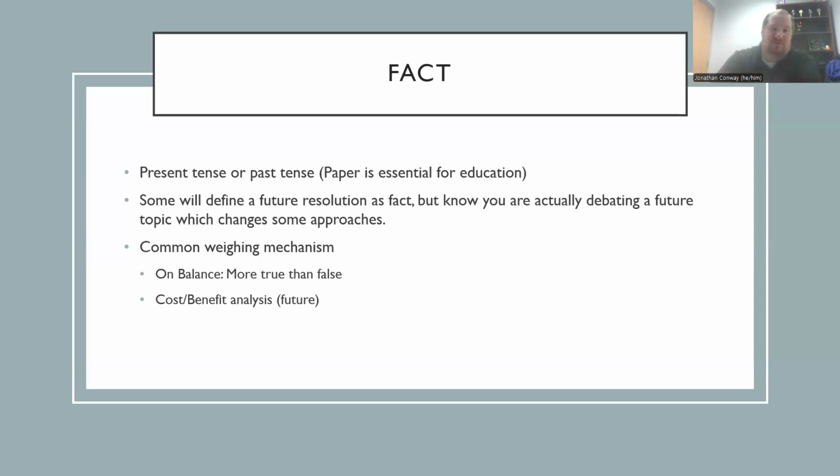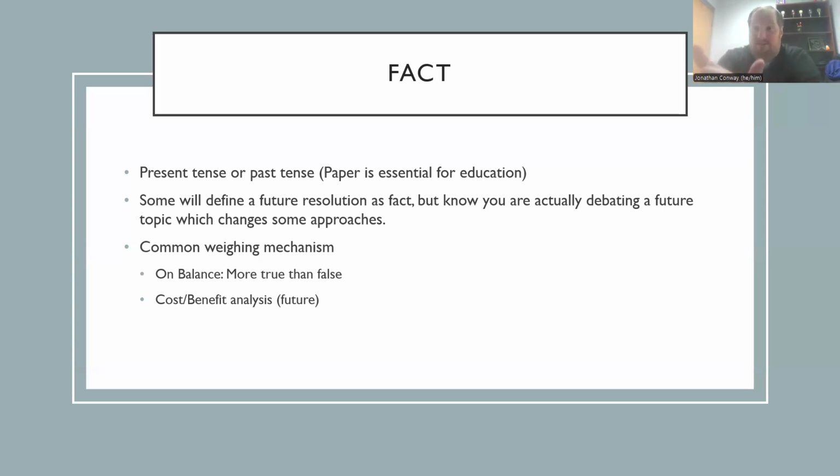Common weighing mechanisms are going to be on balance, more true than false. So on balance, it's more true than false that paper is essential for education. I think that's a pretty biased resolution. Obviously, you can argue now technology has made it less essential. So if it says paper was essential for education, that might be then a more past tense. And then you could theoretically debate, well, it said was, we think it still is, but that doesn't mean it wasn't. Gets a little tricky with the language.